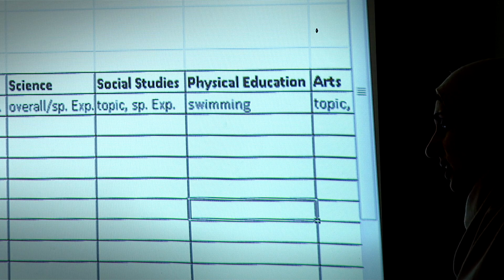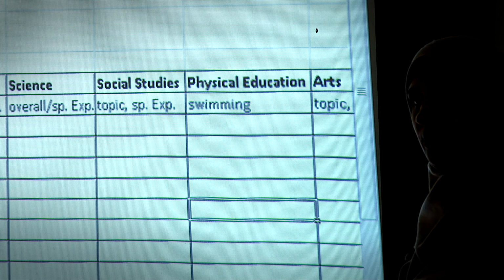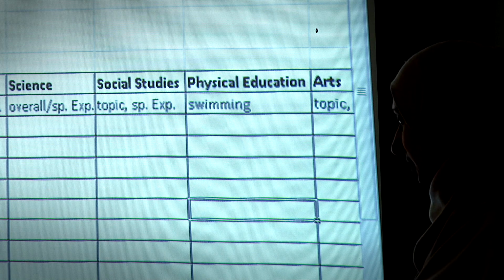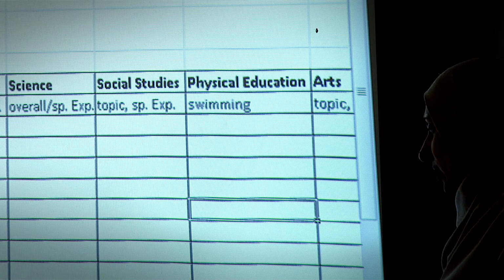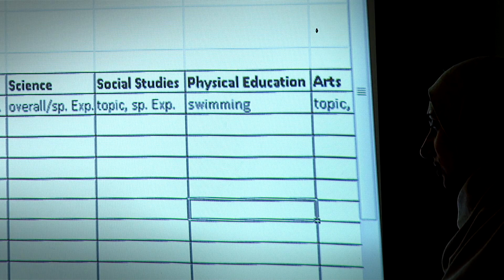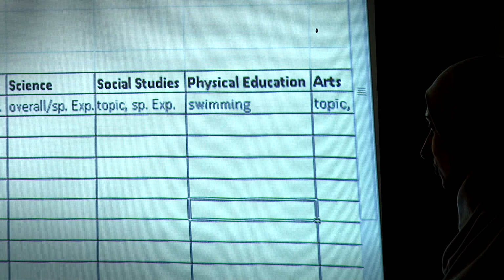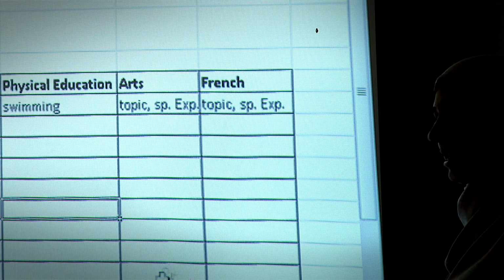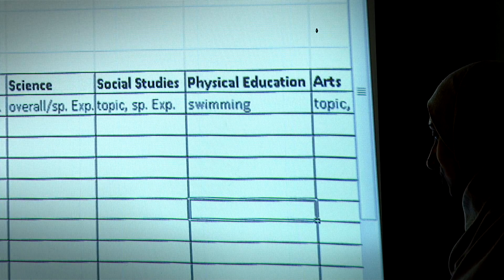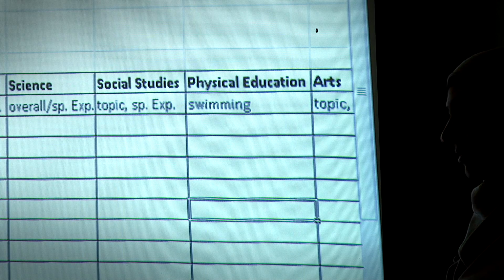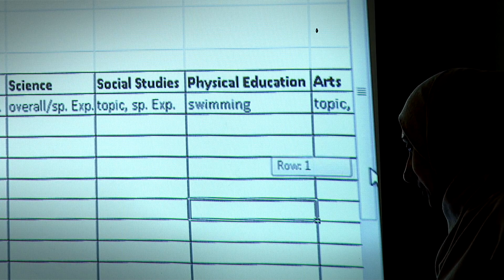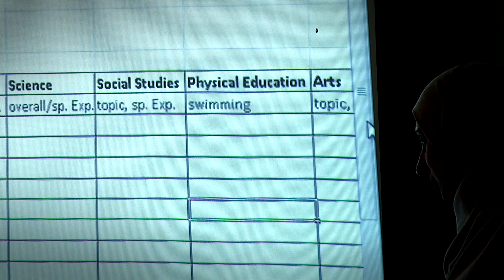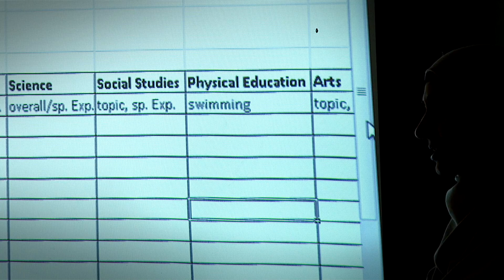So let's say your theme, if you're a theme-based educator, in the first week is all about me. What are your overall and specific expectations for language and reading? What are they for writing? What are they for math? All the way down, what are they for physical education, French? You would have to list those from the Ontario curriculum. This is term 1, and then we see term 2, and then term 3. The whole year is mapped out on one Excel sheet.